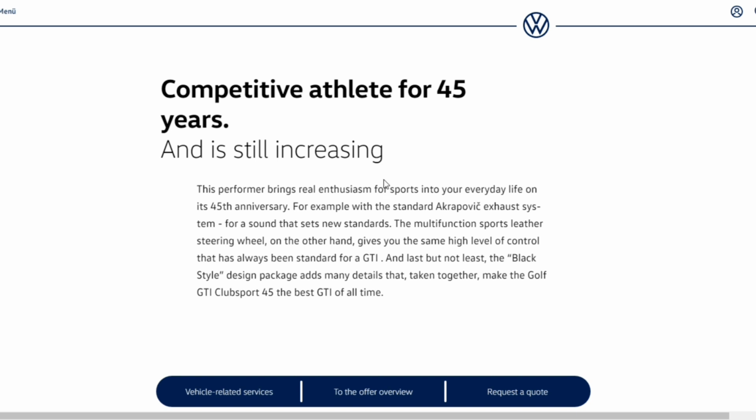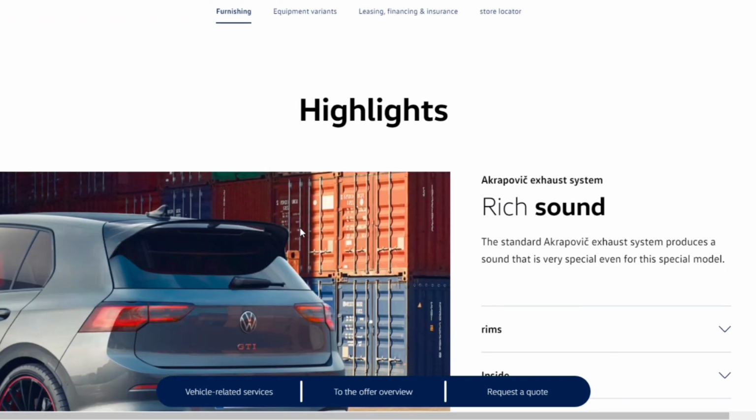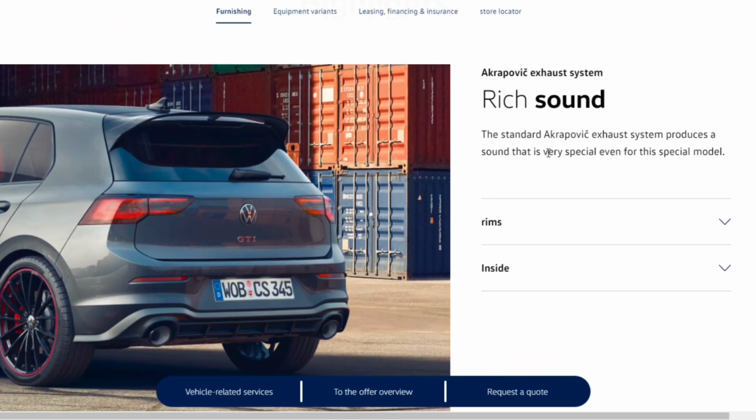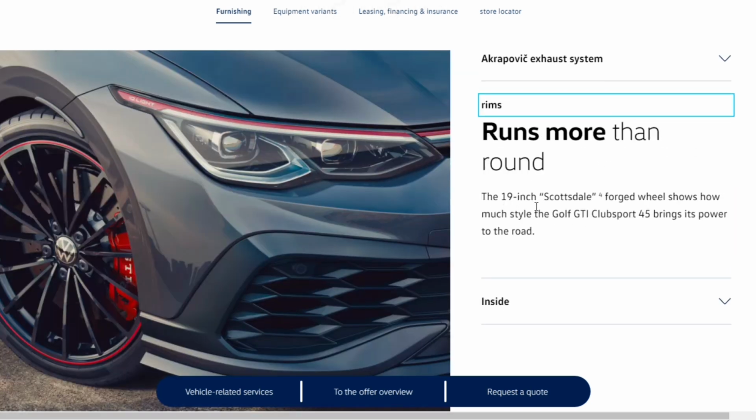But yeah, the 45th anniversary edition, I think it's really, really cool. As I mentioned back on my 40th anniversary edition video earlier on in the week, a bit of a GTI edition week. It's really cool. As you can read there, a little bit more of the information about it. Scroll down, you get the highlights of it. Standard Akrapovic exhaust system, which we mentioned before. You click on the rims, it's 19-inch. It says the Scottsdale forged alloy wheels, so that's good. That means it's lighter, reduces unsprung mass at the wheels, so that's great.